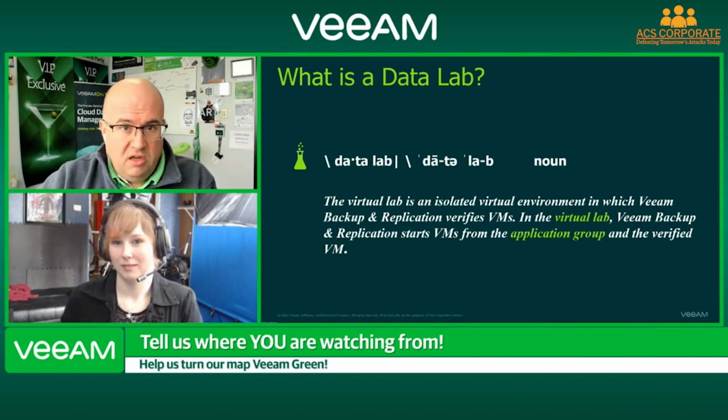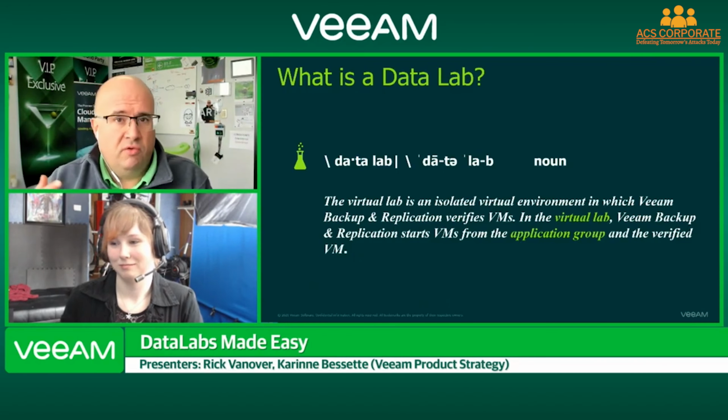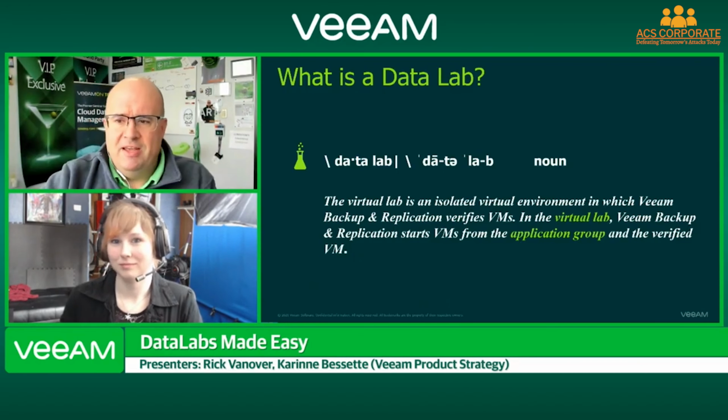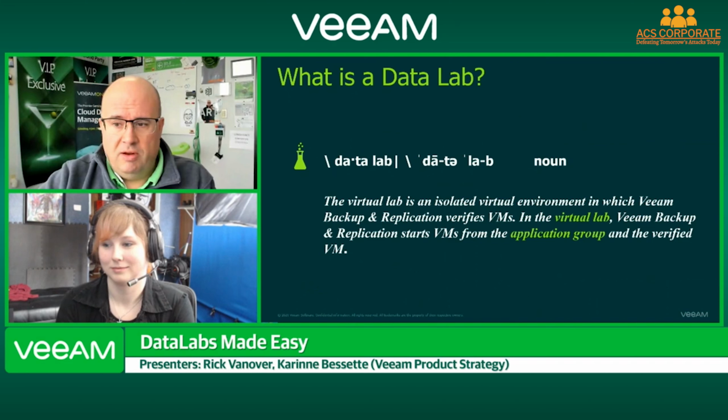So the virtual lab is a networking assignment of sorts, and the application group is the virtual machine assignment of sorts that says this virtual machine does this role, like as a SQL server, a web server, something like that. And then from there, you can build things like SureBackup jobs that can work across backups, replicas, and storage replication.